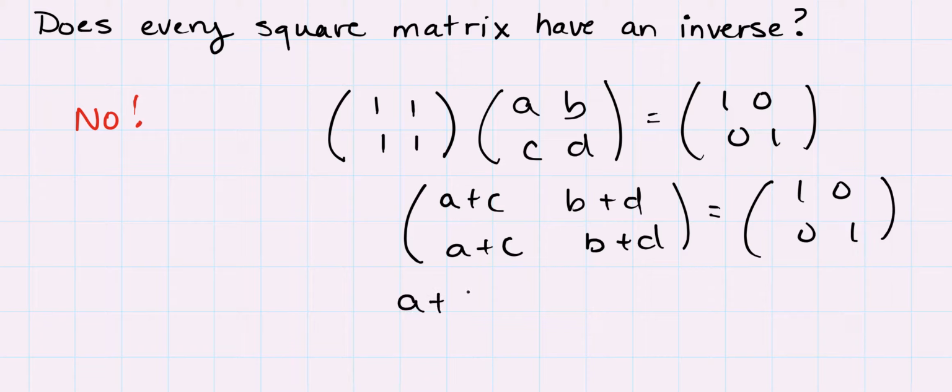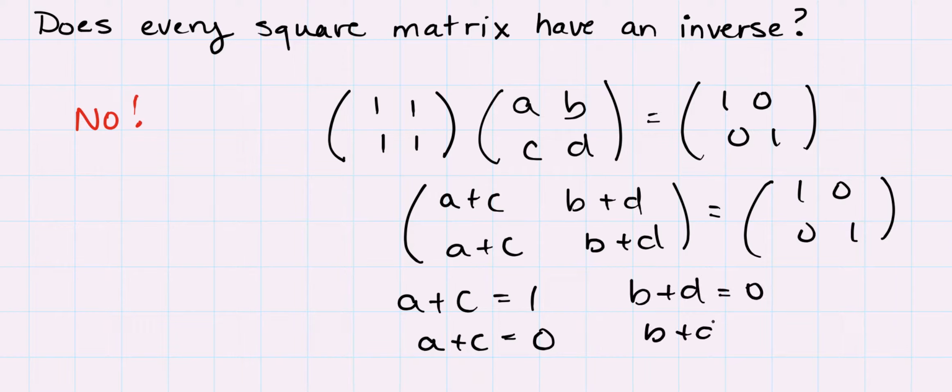So A plus C is equal to 1, but at the same time A plus C is equal to 0. B plus D is 0, and then B plus D is 1. There's no way that A plus C can equal 1, but at the same time equal 0. And the same thing with this one. B plus D can't be 0 and 1 at the same time.